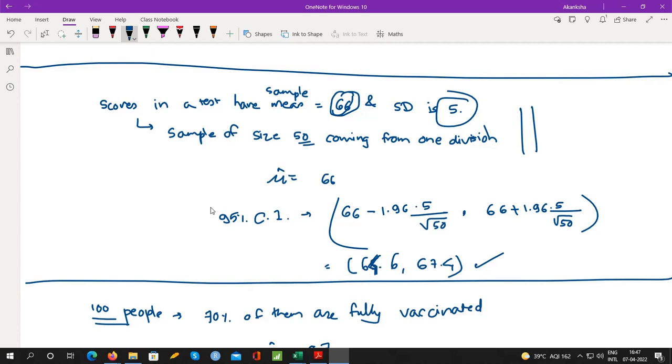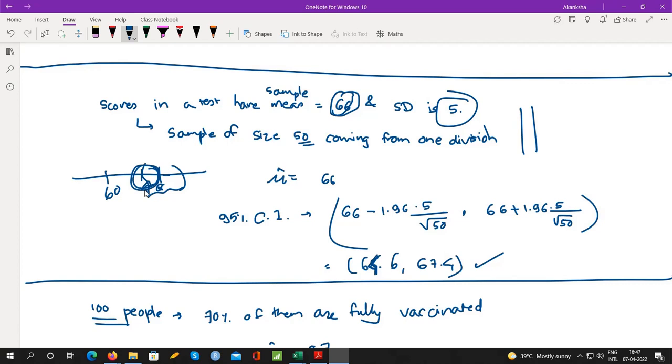If I try to draw this on a graph, I have 60 here and my interval of 64 to 67 somewhere here. So the interval is completely to the right of 60. So such a claim can be accepted. Whereas if the school says that our average score is always above 66%, then that claim won't be acceptable, because now our interval says that some of the values below 66 are also in the interval.